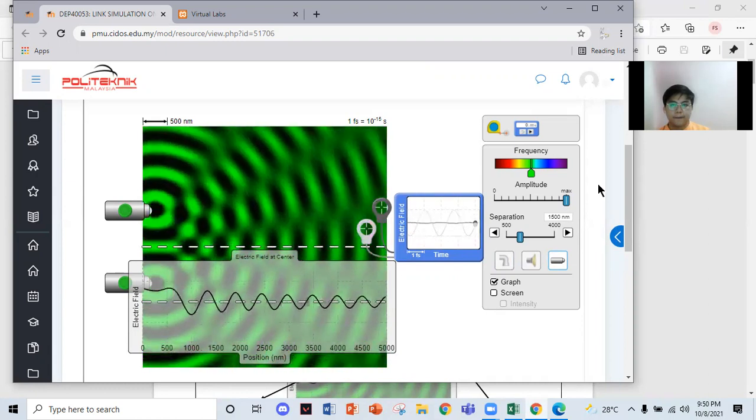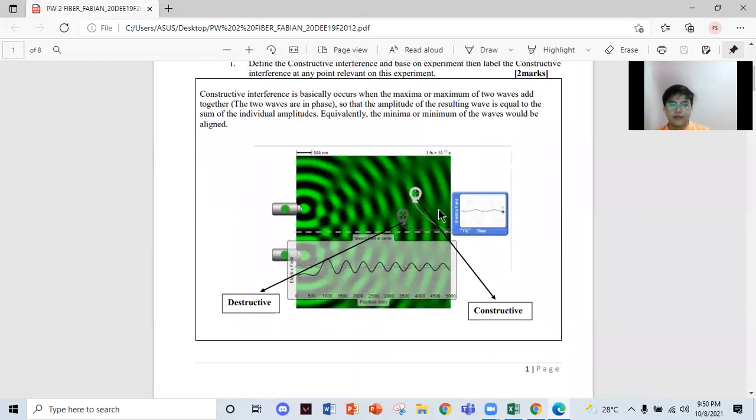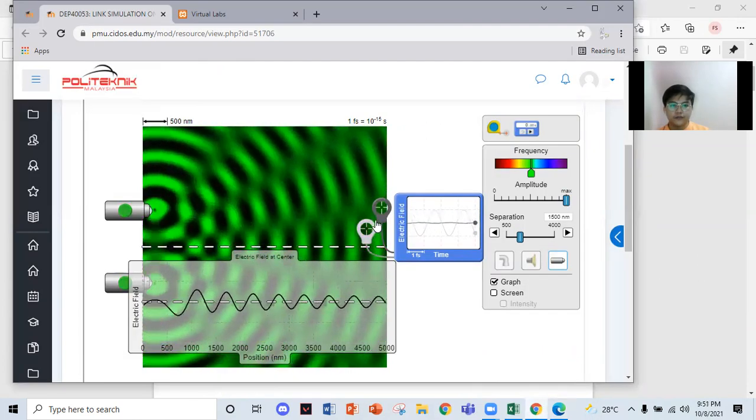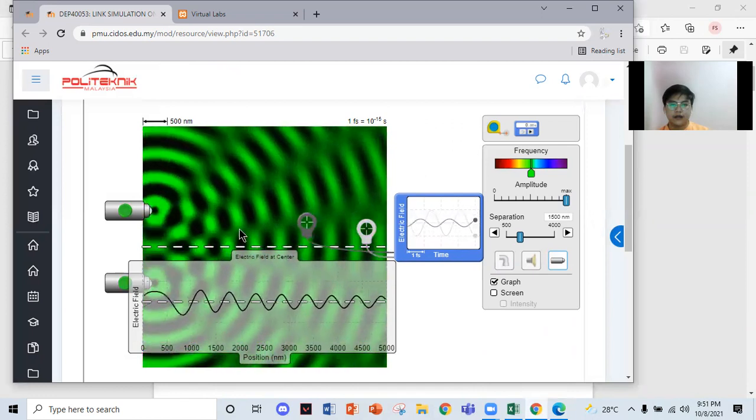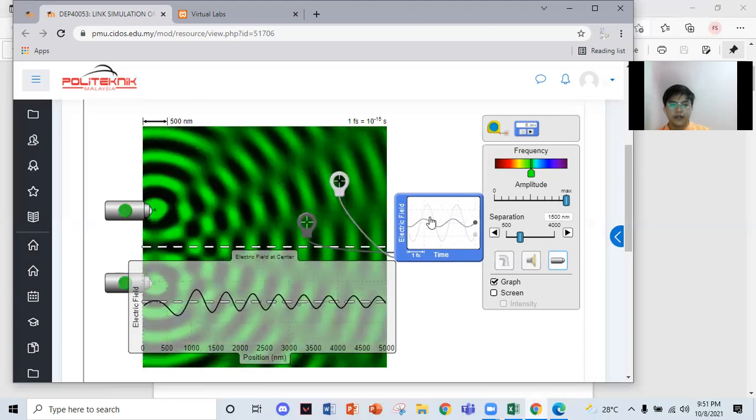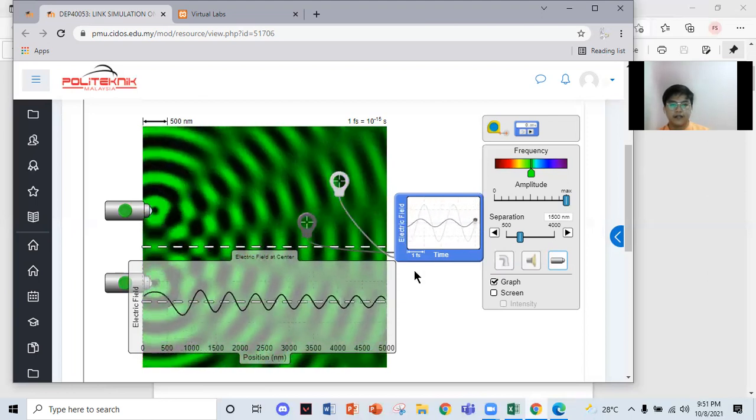So di sini seperti yang kita lihat di eksperimen ini telah saya buat, yang hitam ini adalah destructive, manakala yang putih ini adalah constructive. So yang hitam ini kita akan tujukan kepada waveform yang tidak berapa nampak ini. Ini adalah destructive, konstruktif kita akan tujukan kepada waveform yang lebih jelas. So seperti yang kita dapat lihat, ini adalah graf yang terhasil.